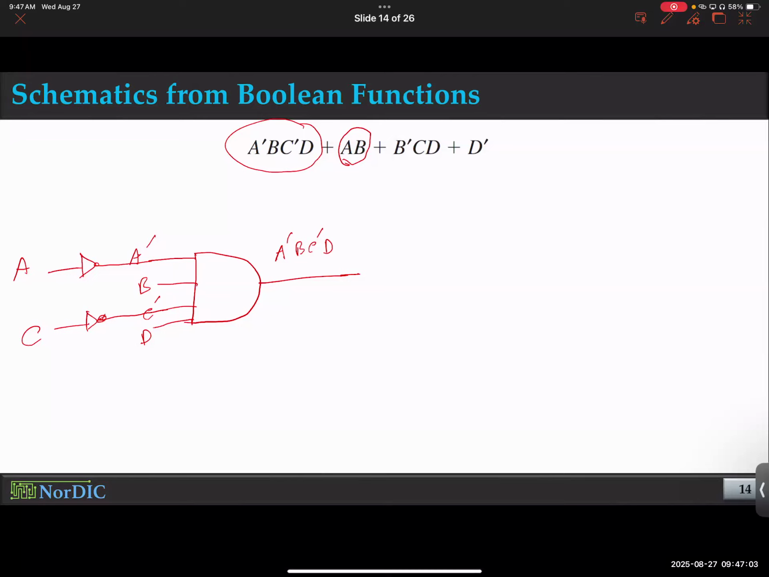Okay, so AB, you create another AND gate with A and B, and this is where you get AB. You need B prime CD. Sure, let's do it. I mean, I'm running out of space, but it's fine. I'm gonna make it really small here. B prime C D, and you can see that you can create B prime with an inverter. And then finally D prime. Okay, I don't need a gate to create D prime. It is an input by itself. Does that make sense, folks?